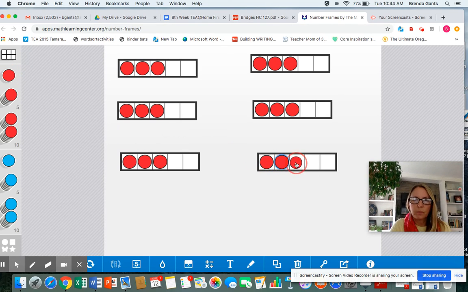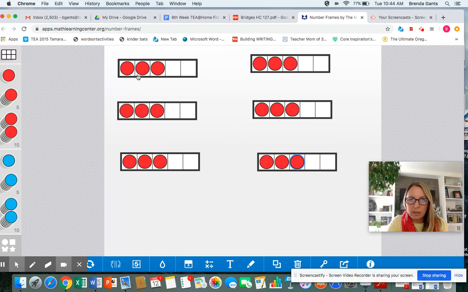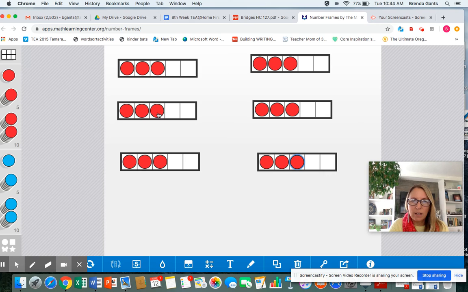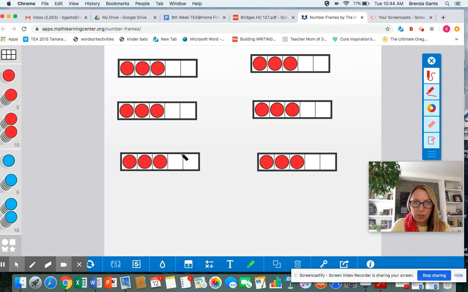So 3 seeds for each ant. 1, 2, 3, 4, 5, 6, 7, 8, 9, 10, 11, 12, 13, 14, 15, 16, 17, 18. So I just had to add up 3 6 times. 3 plus 3 plus 3. It's taken me a long time.